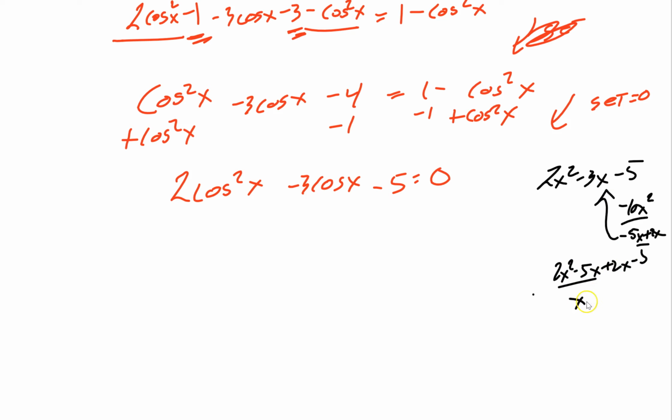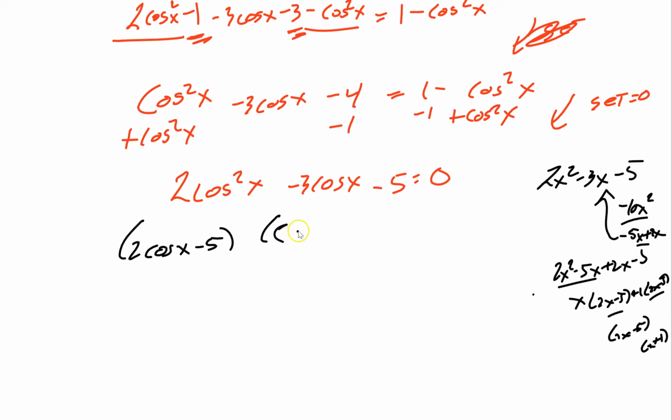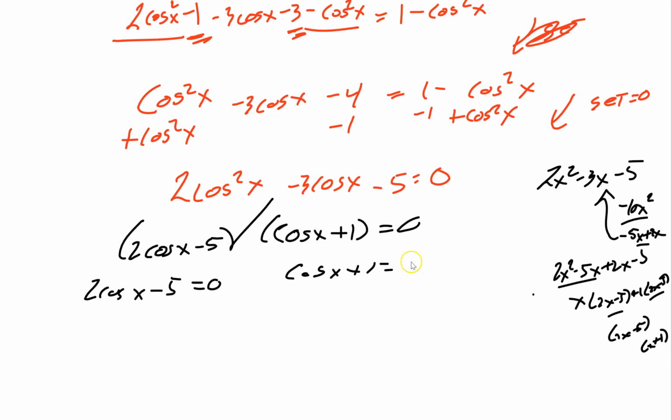These have an x in common, 2x minus 5. These have nothing in common. I mentioned that before. Put a 1 out there. They have nothing in common. Hey, these match. 2x minus 5, x plus 1. Okay, so this is going to be 2 cosine x minus 5, cosine x plus 1. Split it: 2 cosine x minus 5 equals 0, and cosine x plus 1 equals 0.